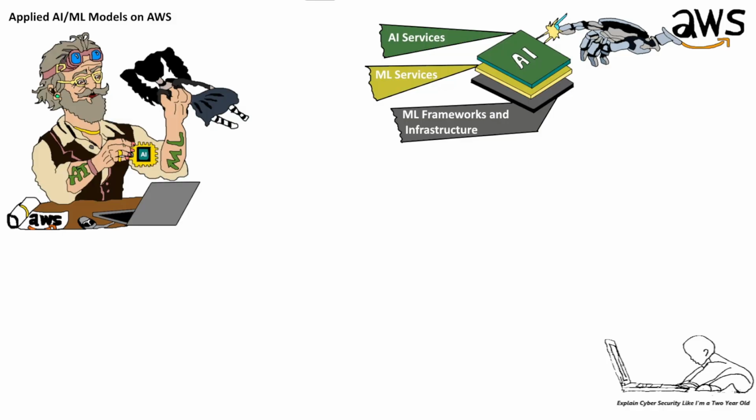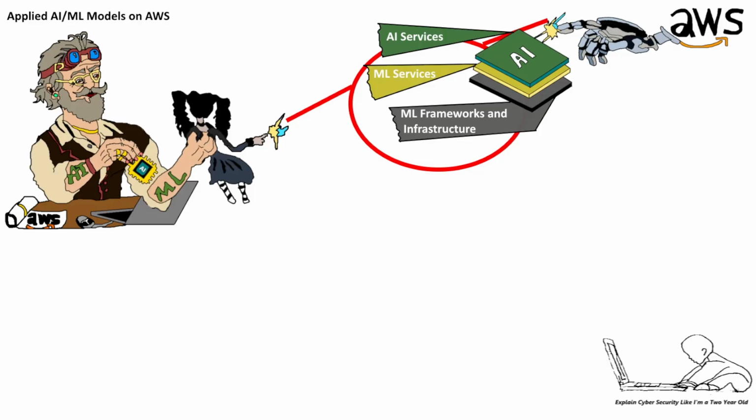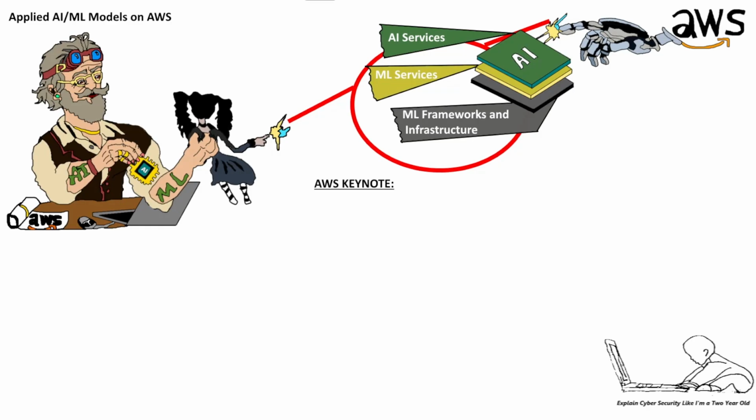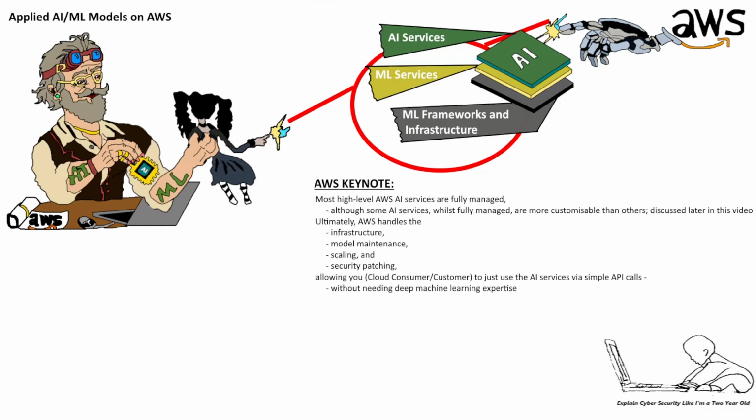Now we will go through each of these layers in more detail, but at a high level, most AWS AI services are fully managed, which means AWS handles the infrastructure, the model maintenance, the scaling, security patching, etc., allowing you, the consumer or cloud customer, to simply call the AI layer models via simple API, application programming interface calls, without the need to learn any deep machine learning expertise.